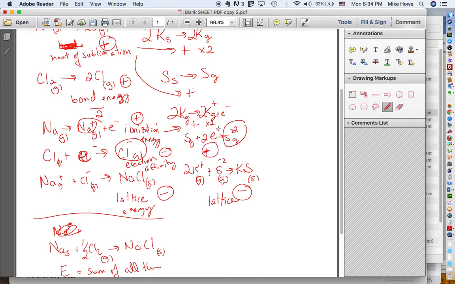Okay, and that's going to be hugely negative. So we have all these positive energy changes, energy being put in, but then we get energy released here, lots of it. And so when we write the overall equation, which is 2 Ks plus S to get K2S, if we add up all these energy changes up here, we get the overall energy change, E, sometimes called heat of formation in this case because we're forming a compound from these elements. So E is equal to the sum of all the other stuff.